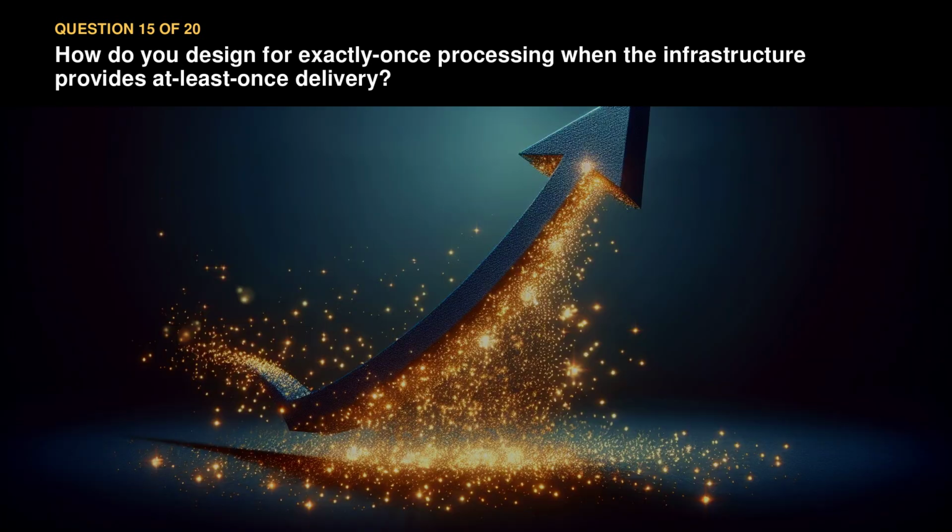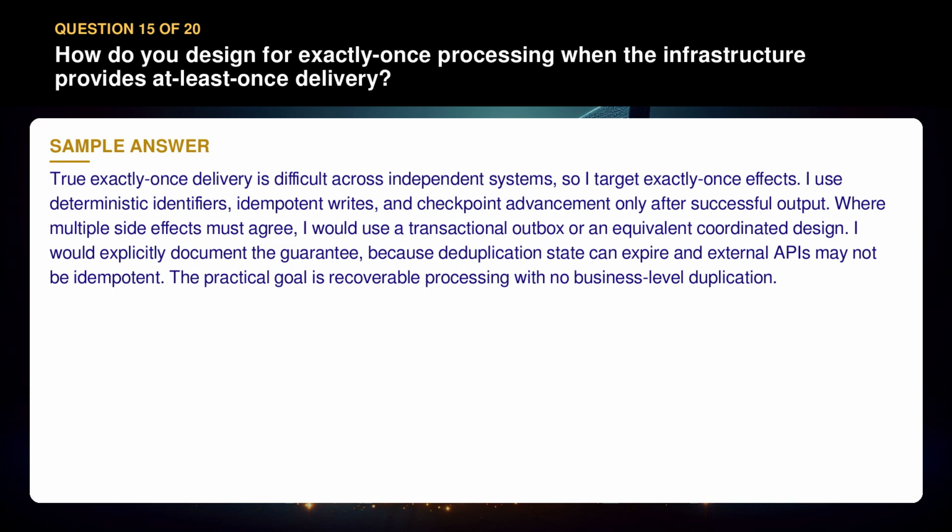Question 15. How do you design for exactly once processing when the infrastructure provides at least once delivery? True exactly once delivery is difficult across independent systems, so I target exactly once effects. I use deterministic identifiers, idempotent writes, and checkpoint advancement only after successful output. Where multiple side effects must agree, I would use a transactional outbox or an equivalent coordinated design. I would explicitly document the guarantee, because deduplication state can expire and external APIs may not be idempotent. The practical goal is recoverable processing with no business-level duplication.